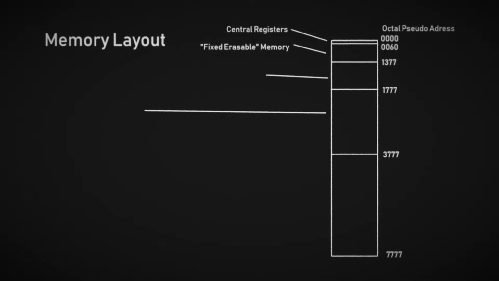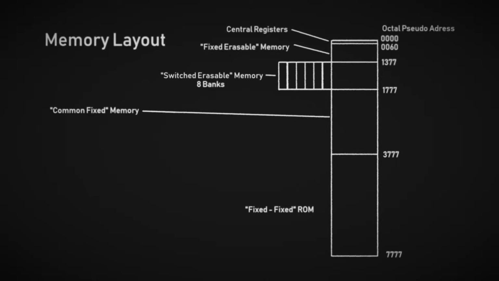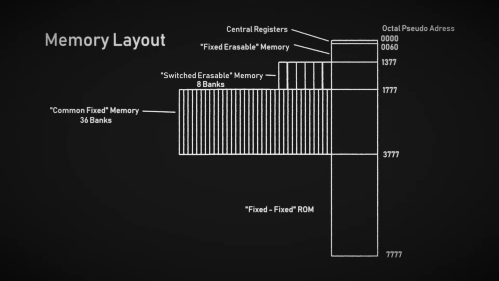The next area is also RAM, but this area is banked. The next 2 areas of locations are both read-only memory: the common fixed memory, which is also banked, and the fixed read-only memory, which is not. There are 8 banks for the switched erasable memory and 36 banks for the common fixed memory, which extends the memory of our computer from 4096 to more than 36,000 words.